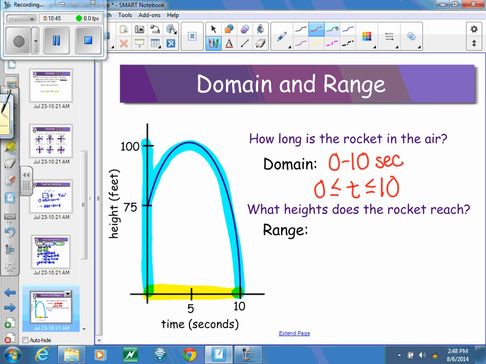And so again, what a lot of people are going to say here is, okay, the rocket went anywhere from 0 to 100 feet. Well, we're going to write this out as an inequality instead. So the height, which is less than or equal to 100 feet, was greater than or equal to 0, since it can't be at negative feet because it's going to hit the ground. So domain is along the x-axis, range is typically along your y-axis.